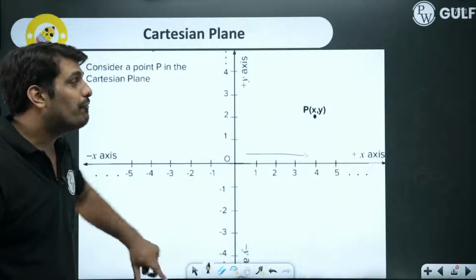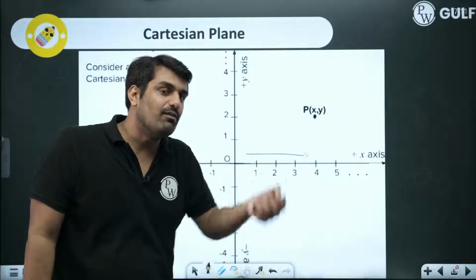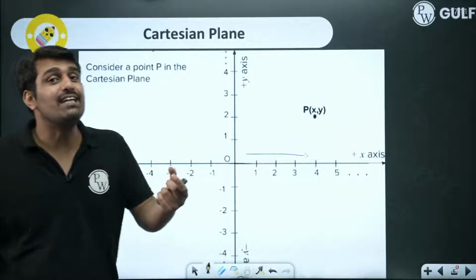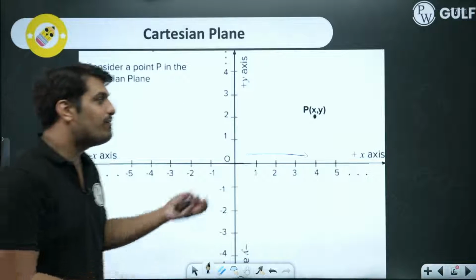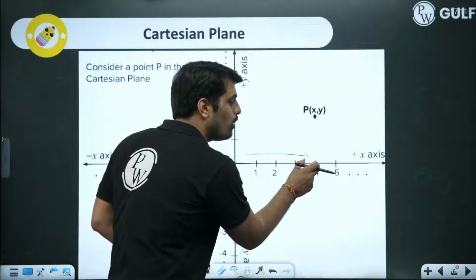Then we have to check for the y coordinate. If y is positive, we'll move upward. If y is negative, we'll move downward. Same happens with the x coordinate as well. If it is positive, we'll go on the right hand side. If it is negative, we'll go on the left hand side. If y is positive, we go upward, otherwise downward. So we have moved x units on the right hand side.